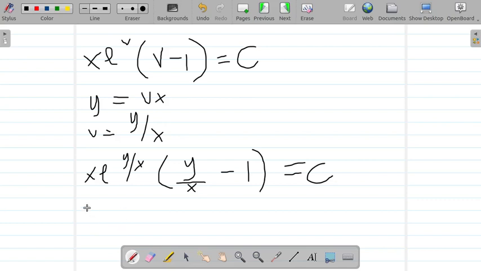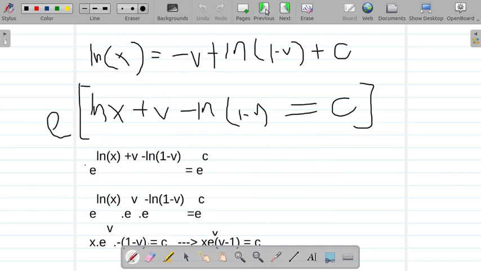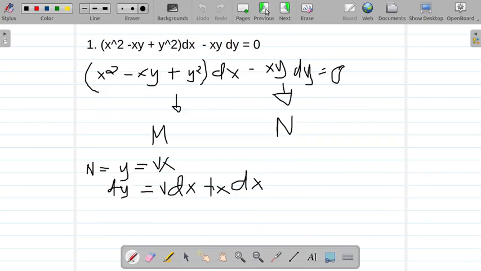So in this case, this would be the general solution of the homogeneous given, which is kani siya, x to the power of 2 minus xy plus y to the power of 2 dx minus xy dy is equals to 0.